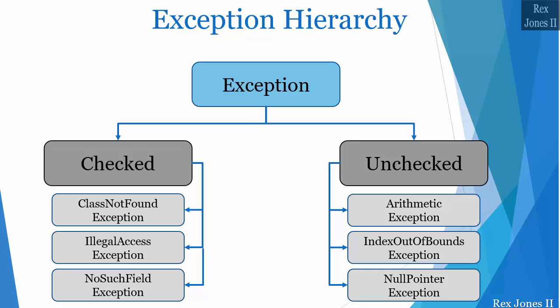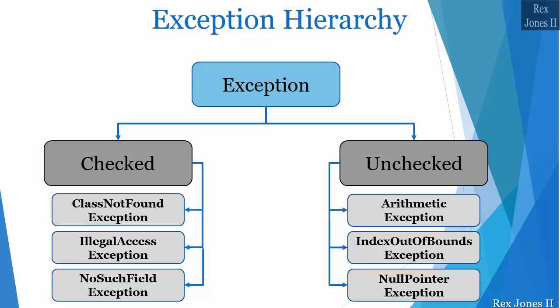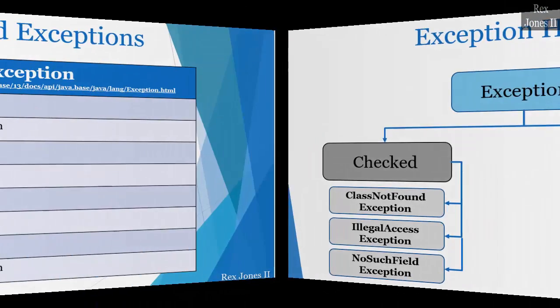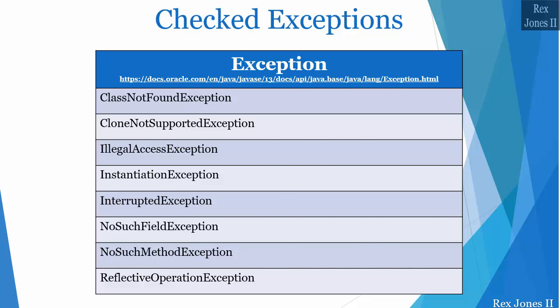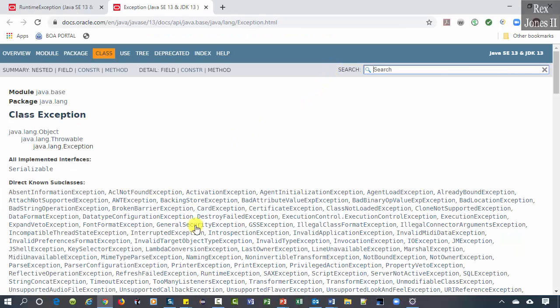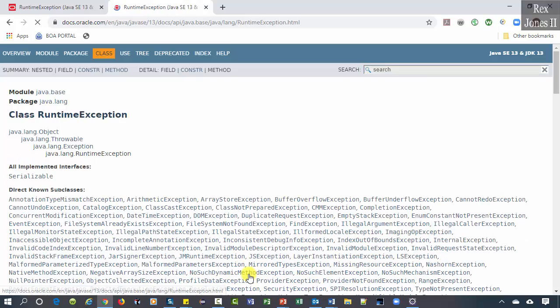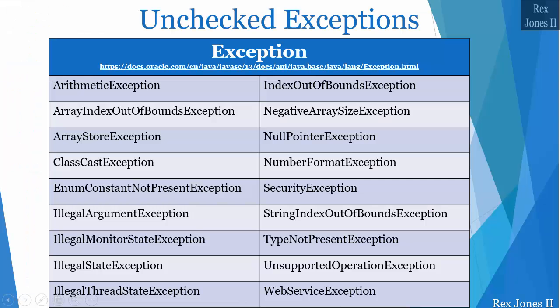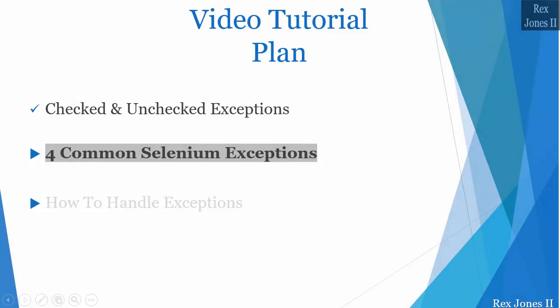There are so many exceptions, but here's a list of 3 checked exceptions and 3 unchecked exceptions. We also have a list of more checked exceptions and unchecked exceptions. I included a link to the Java docs if you want to take a look at all of the exceptions. Click Runtime Exception and you will see more runtime exceptions. Next, we are going to look at 4 common Selenium exceptions.